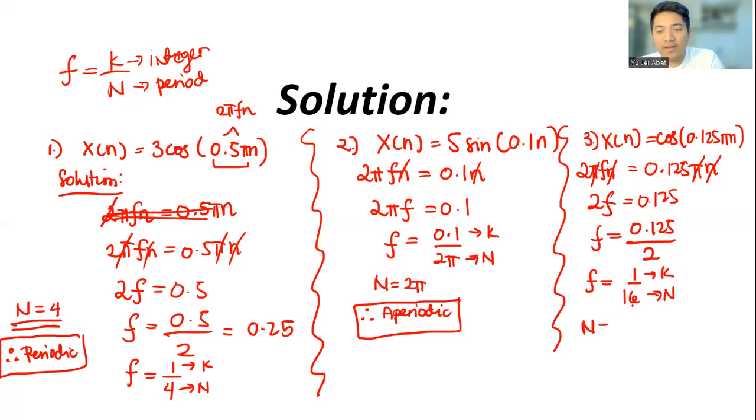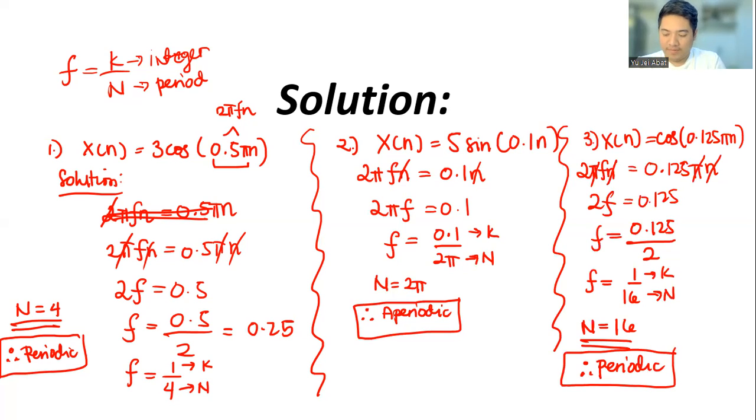So we have n equals 16. So it means the value of n, or the period, is rational, exact. So therefore, this signal is periodic. So that will be periodic. Okay, so that is for our number 3.